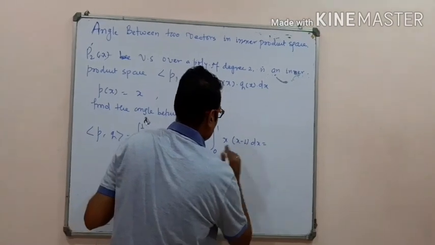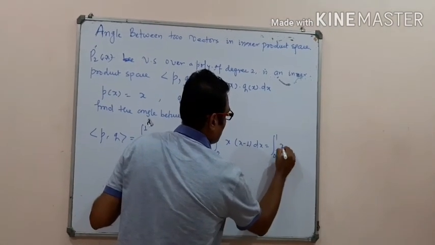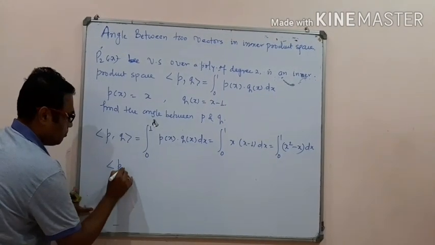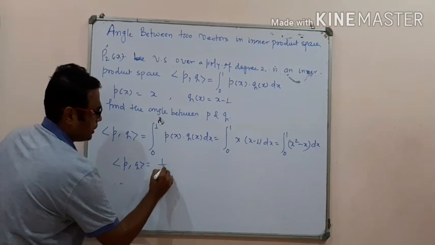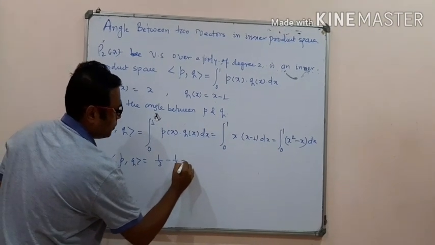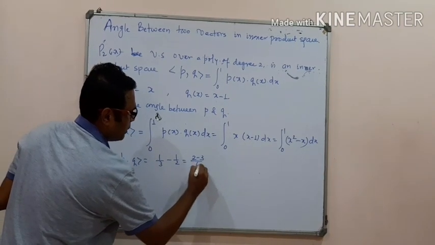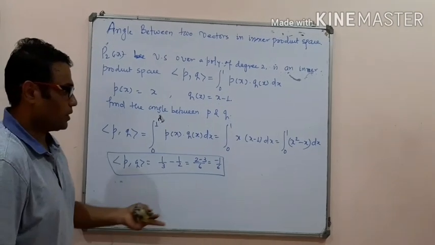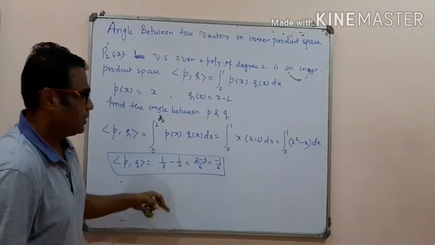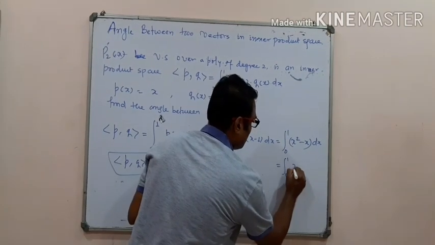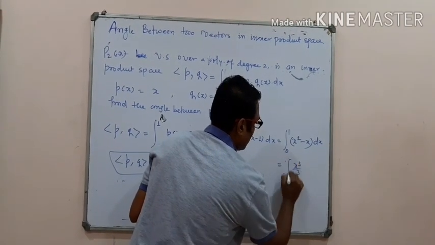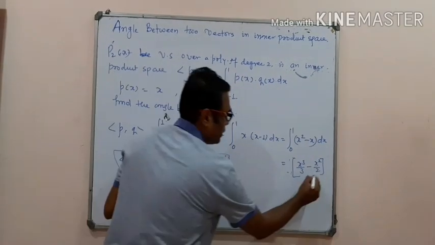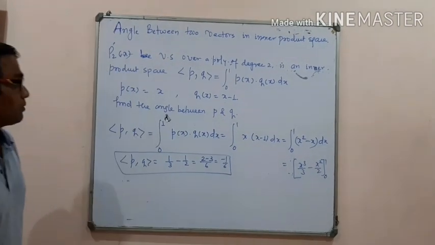Then you can solve it here. This is the integral from 0 to 1 of x square minus x dx. That is your inner product of p(x) and q(x), which becomes 1 by 3 minus 1 by 2, that is equal to 2 minus 3 divided by 6, that is minus 1 by 6. After integration we have x cube upon 3 minus x square upon 2, and substituting the upper limit and lower limit, we have minus 1 by 6.